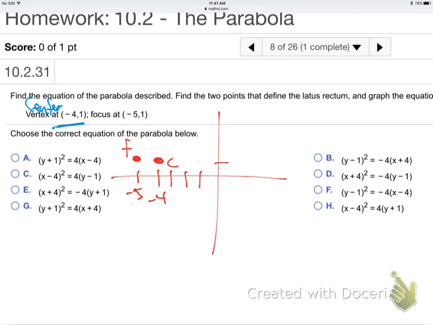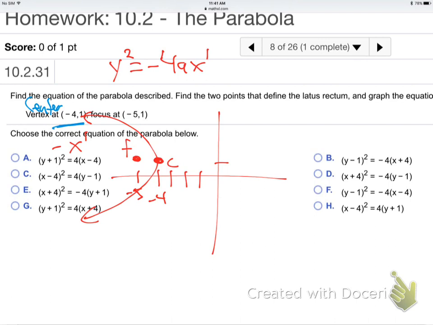Good so far? Which way does that thing go? Up, down, right, or left? Left. It's got to go left because the focus is always inside the parabola, right? It's got to go left. We know that. So now we do know the basic look of the equation. What direction is it going? Negative x, negative x to the first power. So it's going to be y squared is minus 4x to the first power, is the general look.